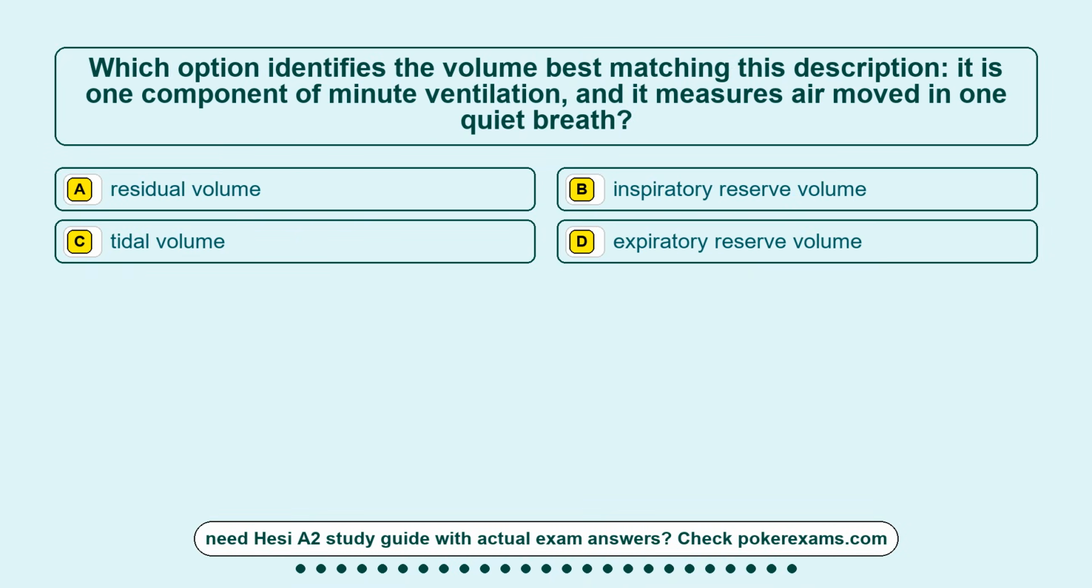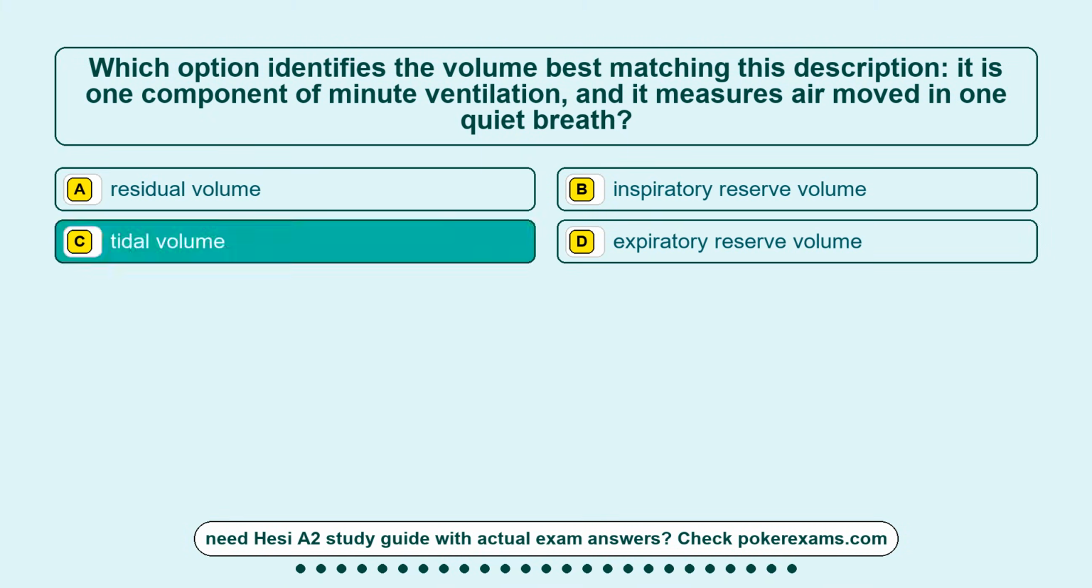Question 13. Which option identifies the volume best matching this description? It is one component of minute ventilation, and it measures air moved in one quiet breath. Option A, residual volume. Option B, inspiratory reserve volume. Option C, tidal volume. Option D, expiratory reserve volume.